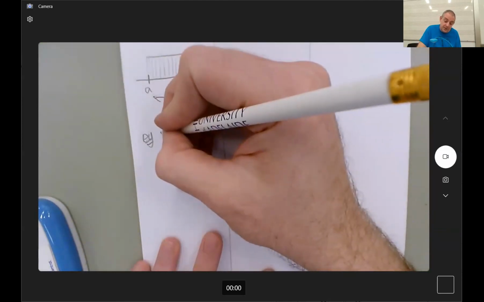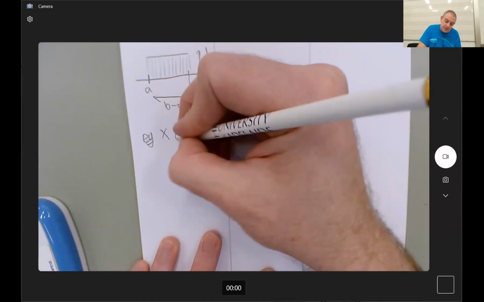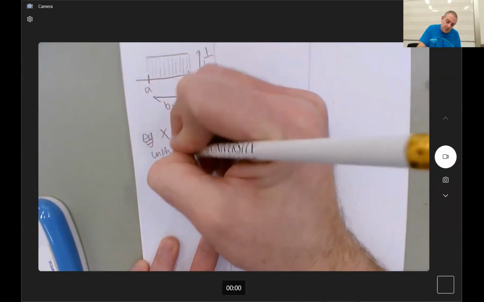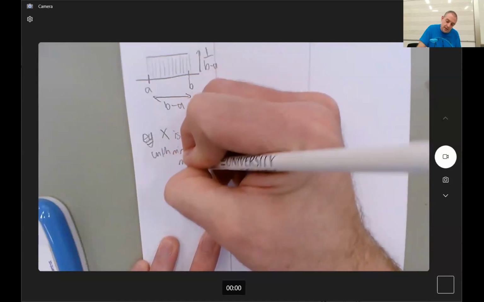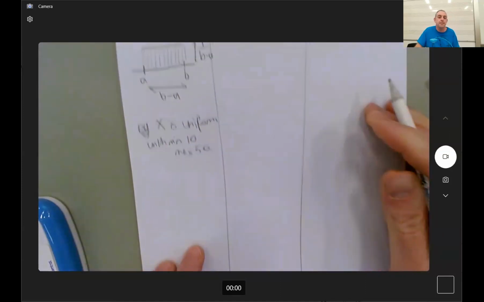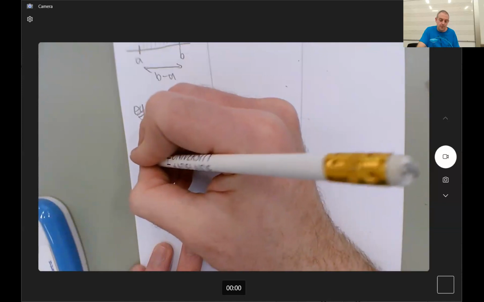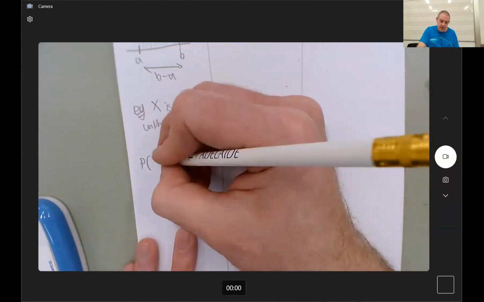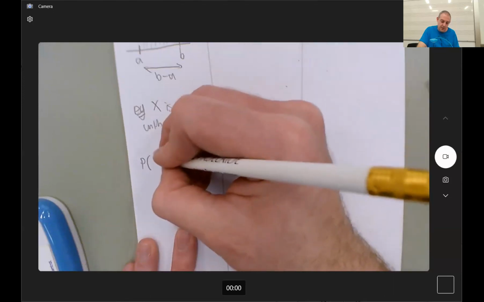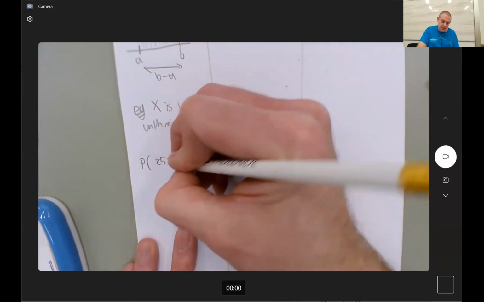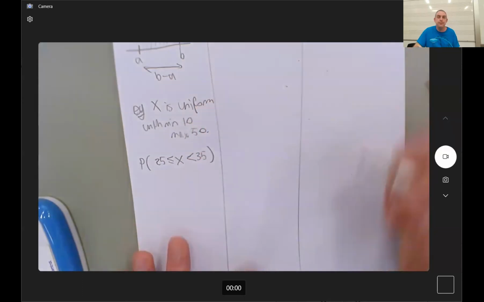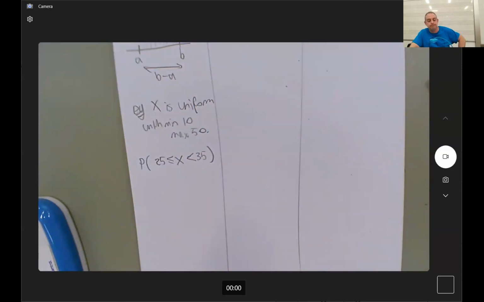So, let's say X is uniform with minimum 10 and maximum 50. What's the probability of X being between 25 and 35? This is just my example.